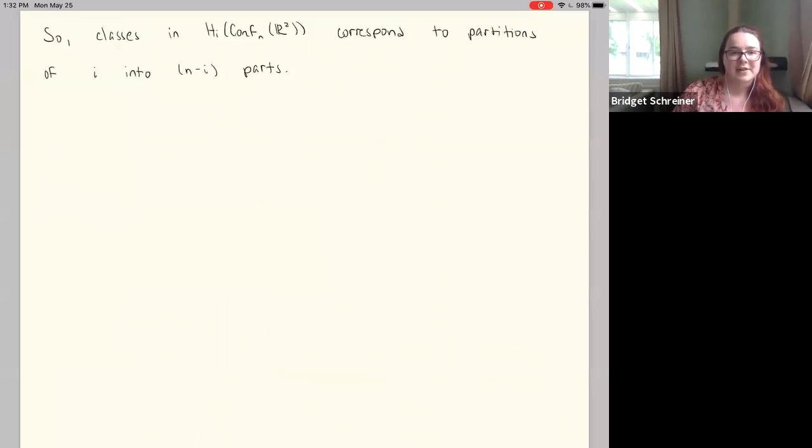So just to reiterate that, classes in the ith homology of configurations of endpoints correspond to partitions of i into n minus i parts. I should say new classes in homology of configurations of endpoints in R2 correspond to these partitions because a partition of i into n minus i parts requires exactly n labels. If it were fewer than that, we would have needed fewer points, so it would have already appeared in one of the lower homology classes.